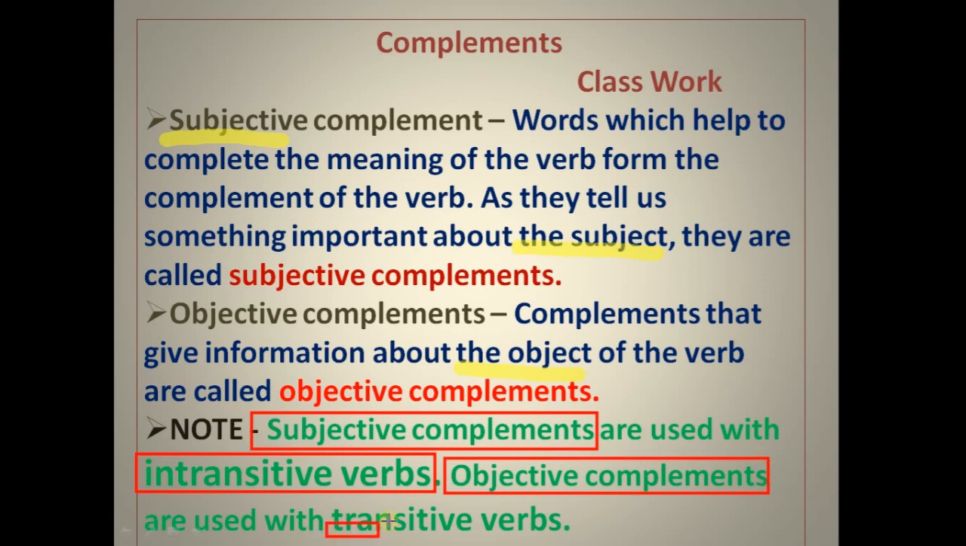So I don't think I have to explain it to you again. Definitely, objective complement means what? In this you will get the object, and where do we get the object? In transitive. In intransitive we do not get the object. That's why this is our subjective complement. I hope you have understood.